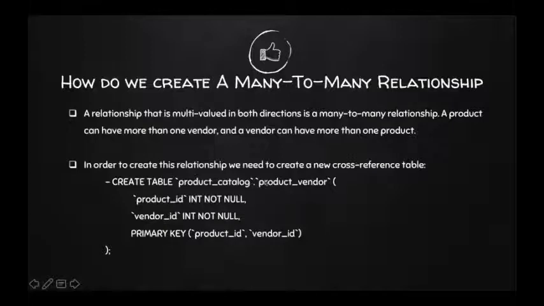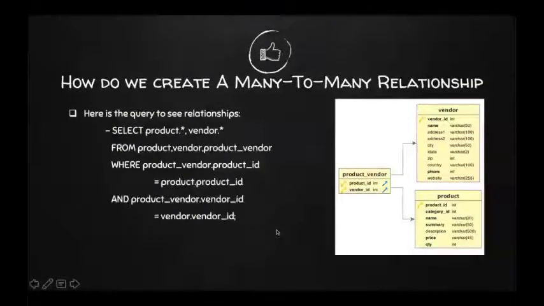These are the table names of the two tables we want to cross-reference. And in this table, we're going to add product ID and vendor ID. And it's going to be a primary key of both. So this will be a composite key. And it looks like this.